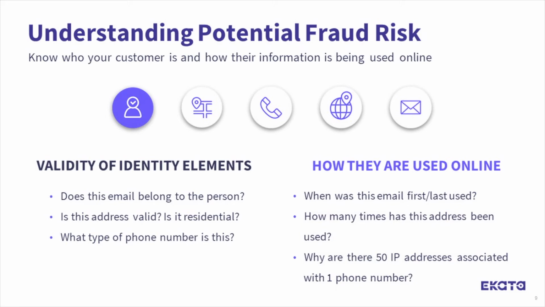Another example of this would be looking at a phone number and learning what type of phone it might be, whether it's a landline or a fixed VoIP scenario. The network would also reveal how that phone has been associated with 50 different email addresses in transactions that we're seeing across the network.